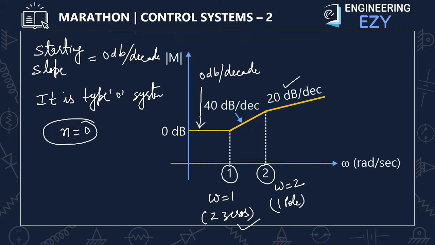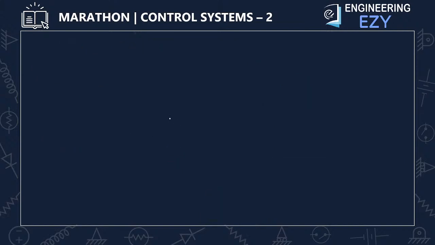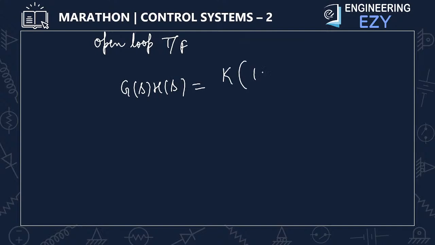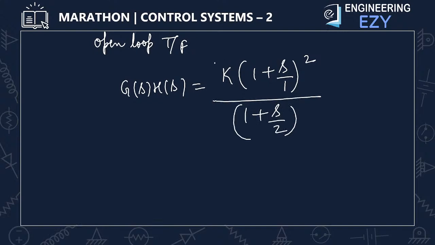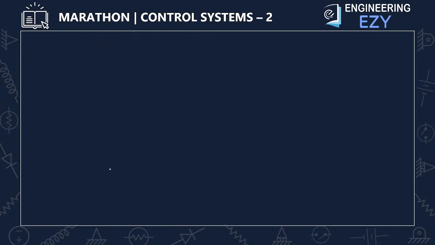And if it is a type 0 system, starting gain is 20 log k. So I can write the open loop transfer function using the Bode plot. G(s)H(s) is equal to K times (1 plus s upon 1) whole square, this is the corner frequency of the zero, upon (1 plus s upon 2). That is the correct answer. But we have to calculate K as well. And K can be calculated using this equation.